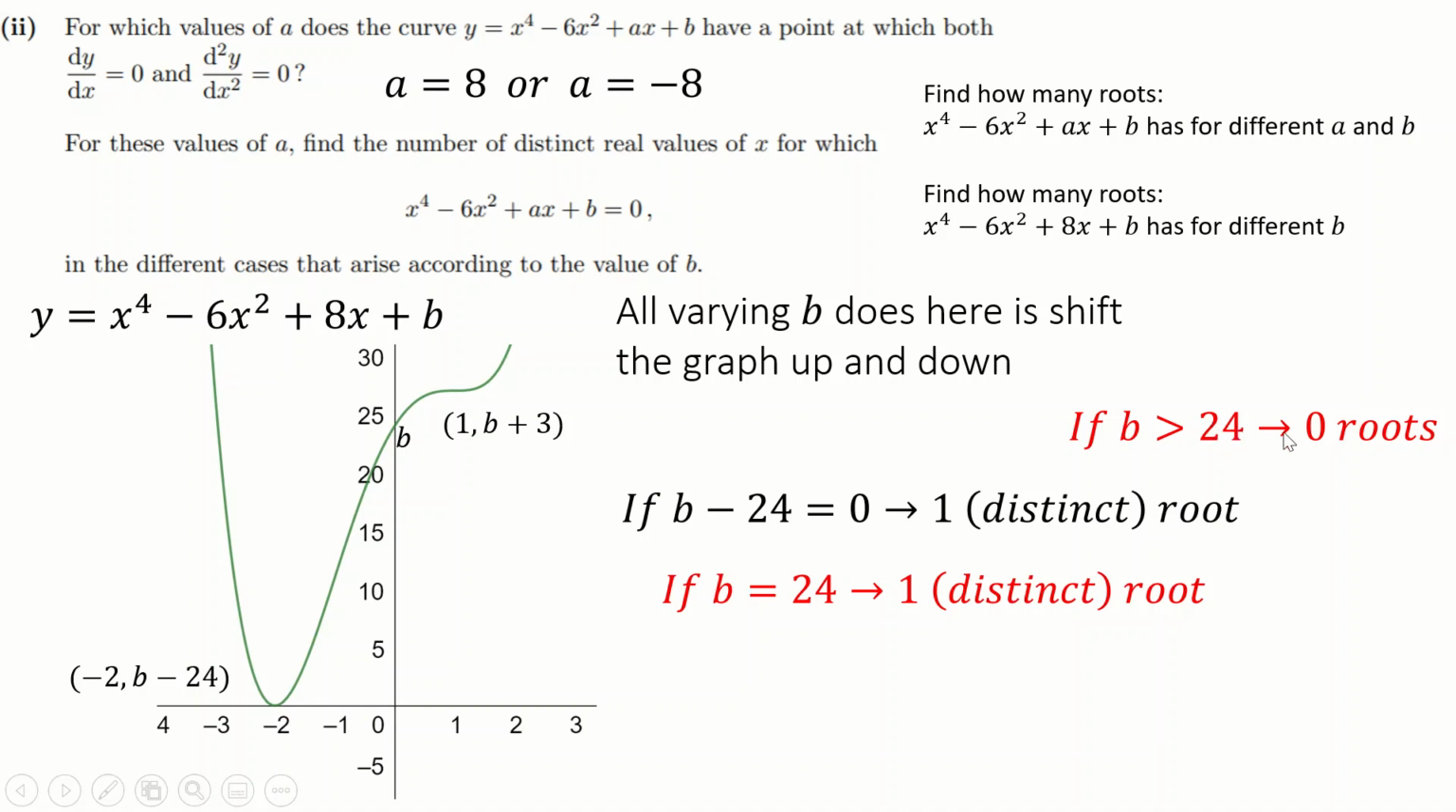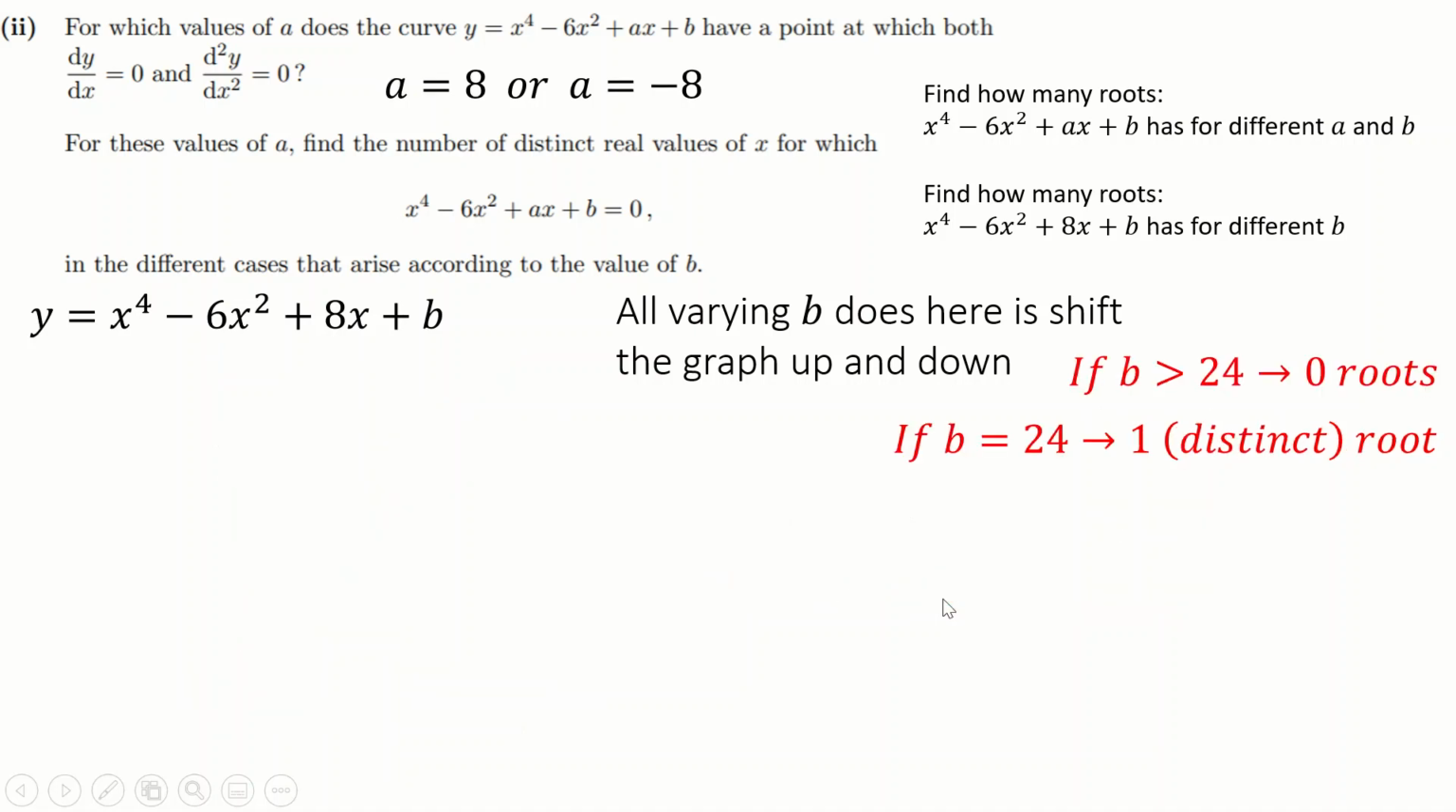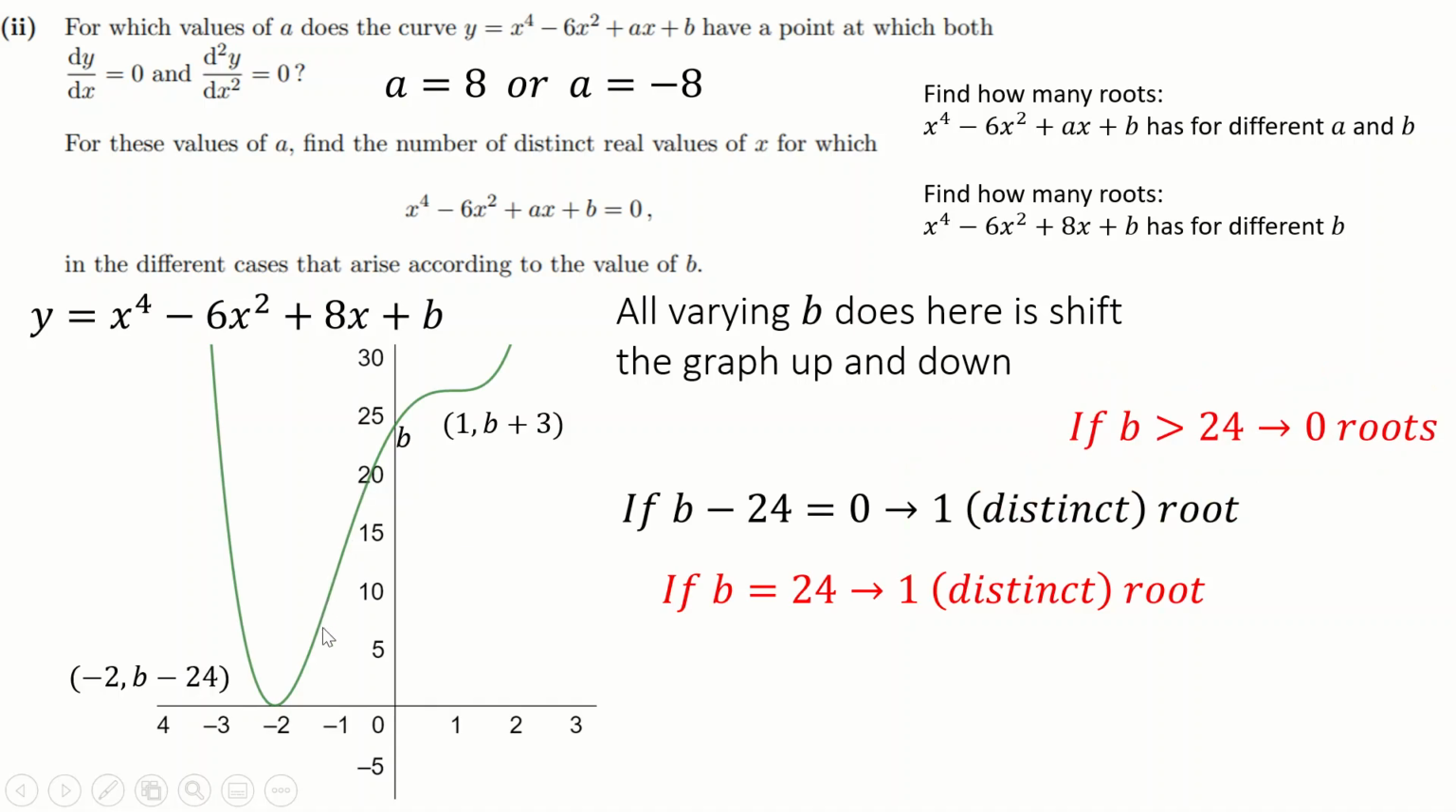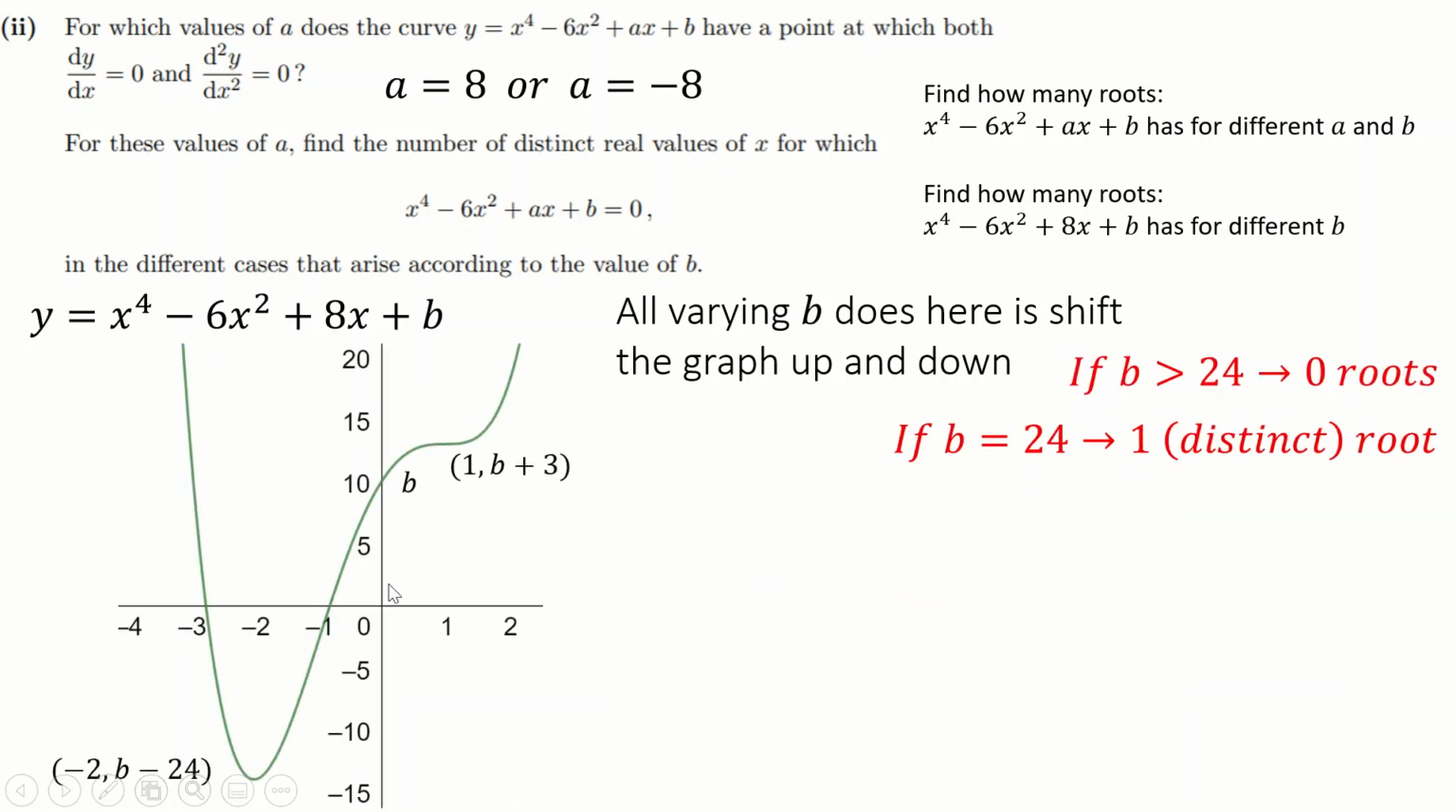So if B is greater than 24, I have no roots. If B is 24, I have 1 distinct root. What about the next case? Well, I can move this down further, and I end up with a case that looks a bit like this. So I've just moved this down a little bit further, so this point here has gone down to here. How many roots do I have now? Well, I have 2, clearly.